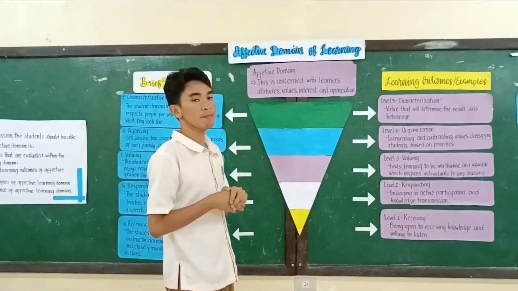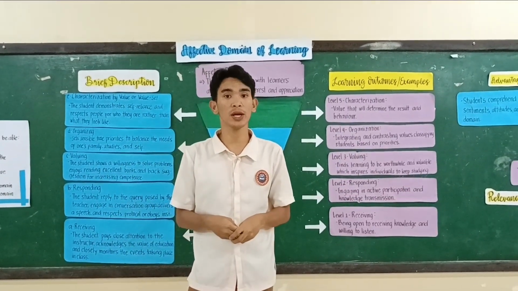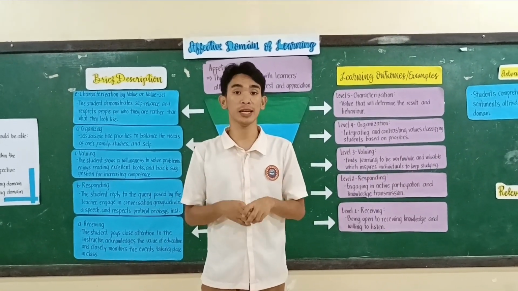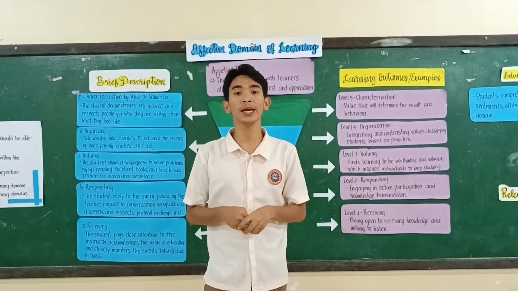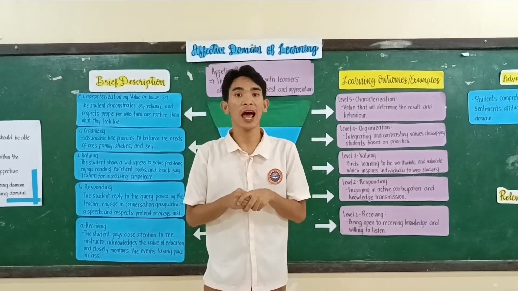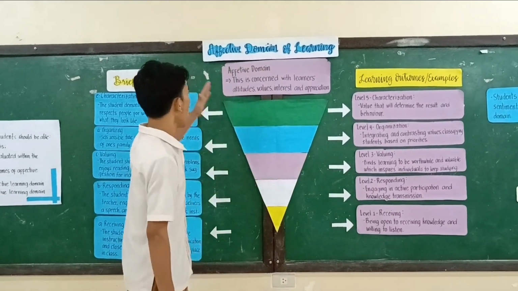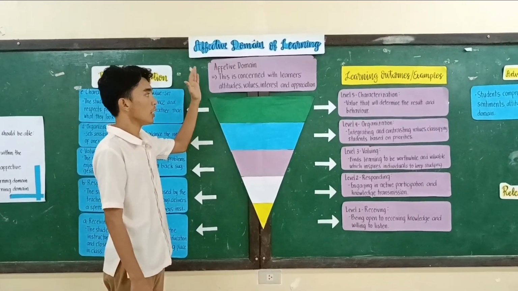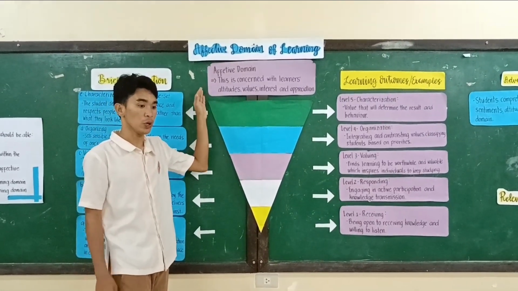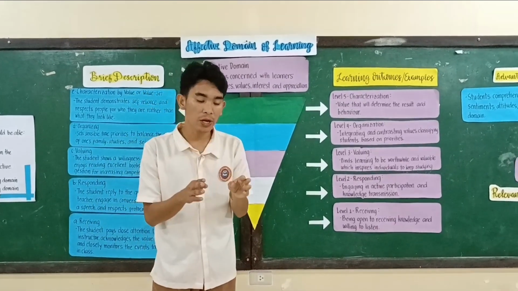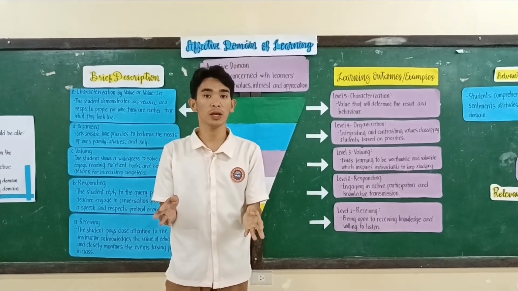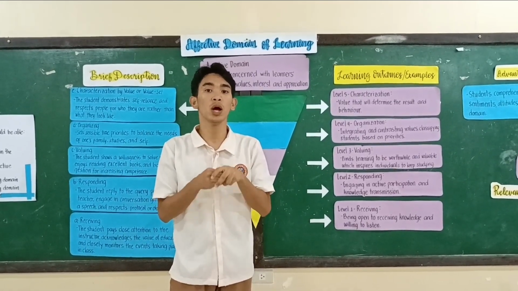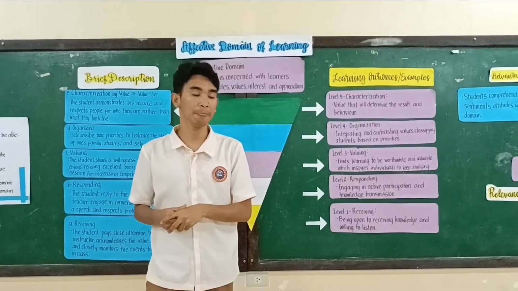So, affective domain, it is just a short history. It is a part of Bloom's taxonomy that was published in 1965 for identifying, understanding, and addressing how people learn. So, affective domain, this is concerned with learners' attitudes, values, interests, and appreciation. When we are in a school-based setting, we must consider the emotional state of our students for them to understand and grow their development.